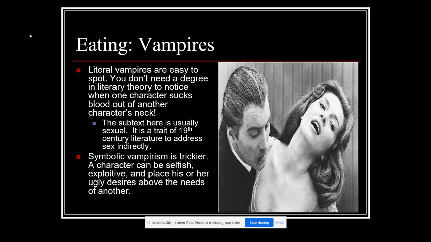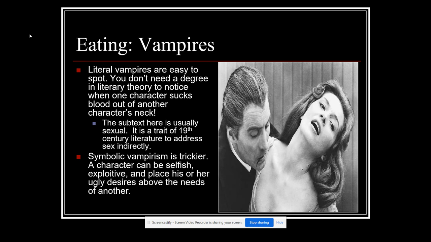at the expense of another. So the subtext originally for vampires, when they were created in 19th century literature, was a way to kind of discuss sex, but to address it indirectly. And oftentimes authors were trying to sort of hide it, to address sex indirectly to avoid censorship. Okay.